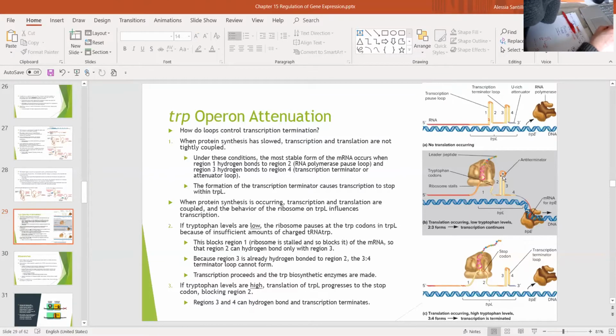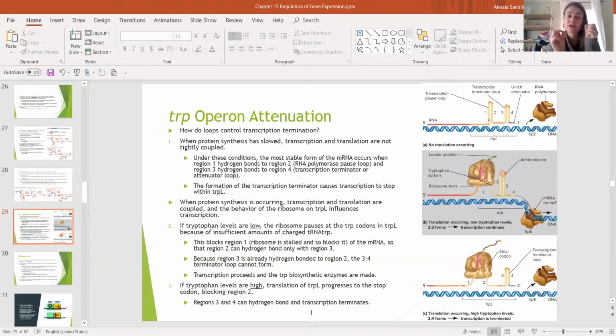And we know that when 2 and 3 pair up, it forms the anti-terminator loop. And this anti-terminator loop is able to inhibit the termination of transcription. It's a very stable kind of conformation of the mRNA, and it allows the RNA polymerase to go ahead and transcribe, which is perfect because we want transcription in this case to happen. We want transcription to happen so that our genes that encode the proteins, the enzymes that make tryptophan are made, which is perfect again because we have low tryptophan in the first place.